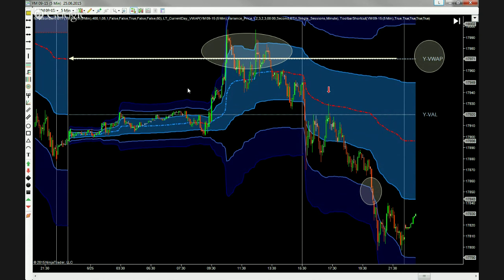We want to make a note of this price level because we know that the market is very likely to react off of it, just as it is reacting off of this level down here. When we have a price in contact with the VWAP band, there is very, very often a reaction to it.